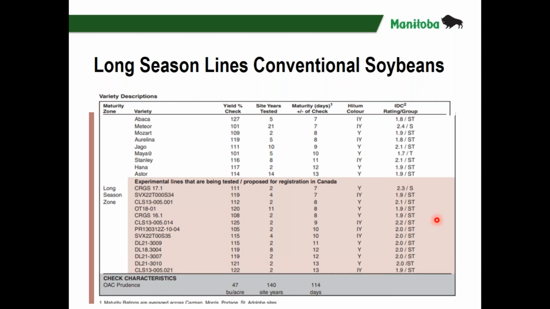We also have some of the longer season ones for those of you who are further west, or further east, I should say. And some of these varieties at the longer end of the scale are more reserved for the Red River Valley, just because the maturity is quite long and the yield is high. But with some of these varieties being much longer than the check for maturity, you really need to pay attention to where you're growing those varieties.